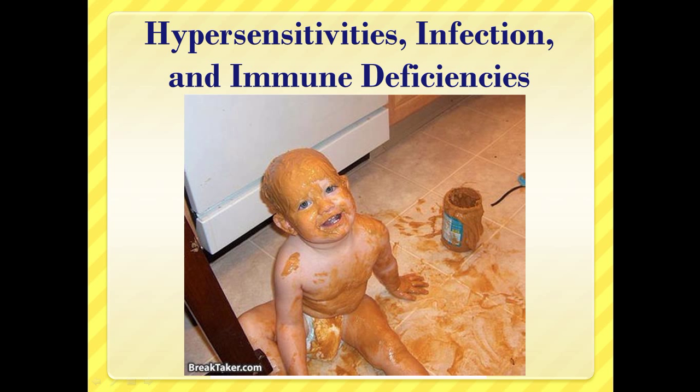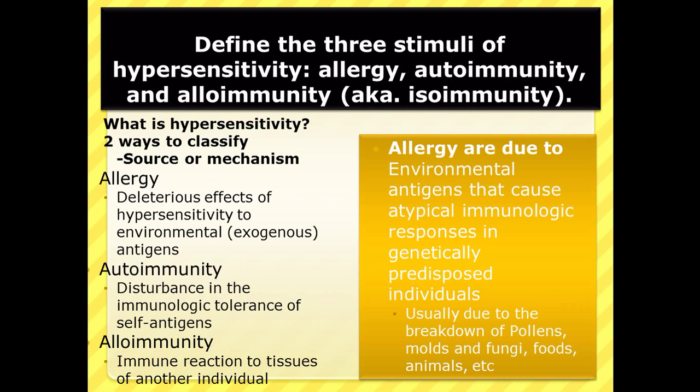Okay, let's talk about hypersensitivities and some immune deficiencies. Then we'll go on to infections after this. But I love this picture because you wonder, why are we getting so many peanut allergies? Maybe it's because people are letting their kids play with the peanut butter like this. Who knows? Anyway, so the three stimuli of hypersensitivity are allergy, autoimmune, and alloimmune.